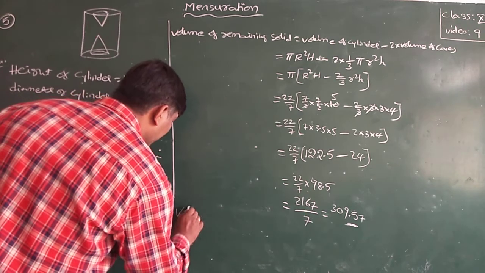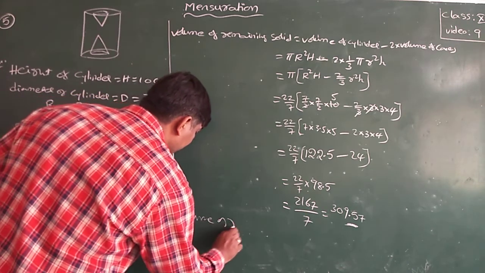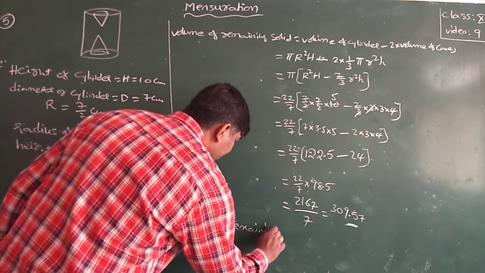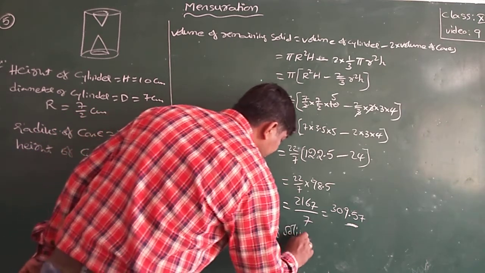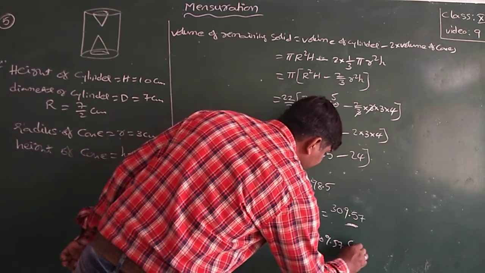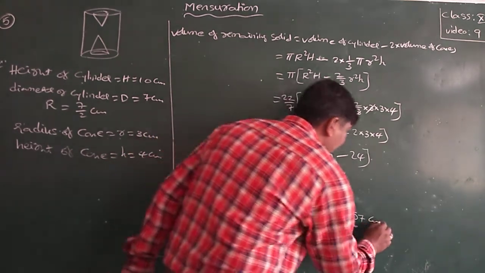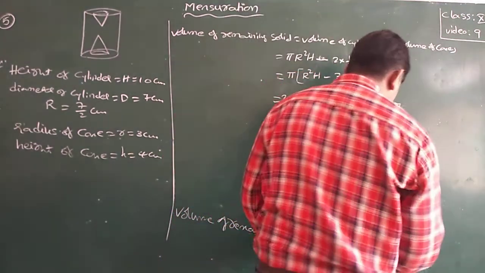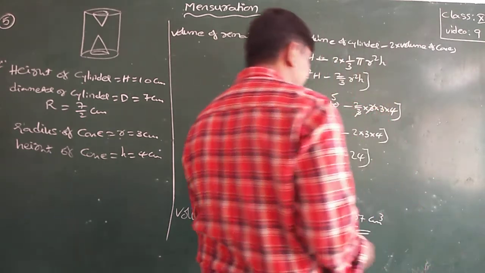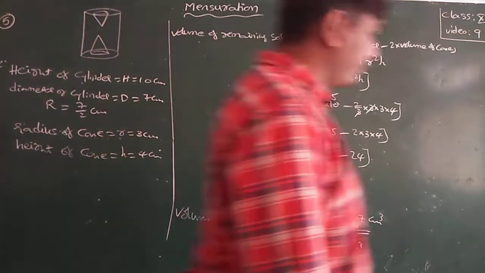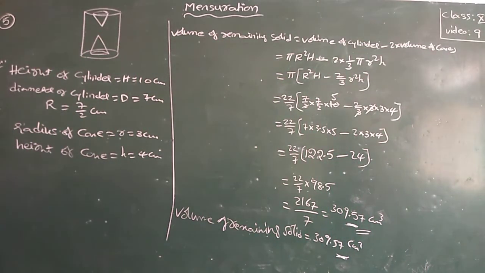Therefore, volume of remaining solid is equal to 309.57 cubic centimeters. Check the calculations once, and if there are corrections, please correct them. The problems are easy, only the calculations are lengthy. Please go through that. Once again I'll revise it.